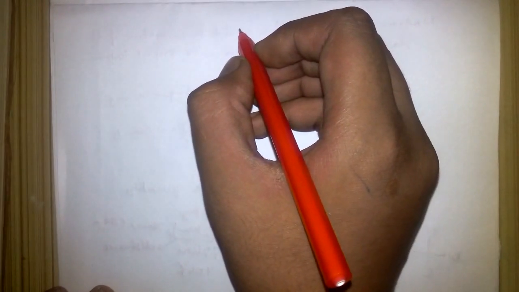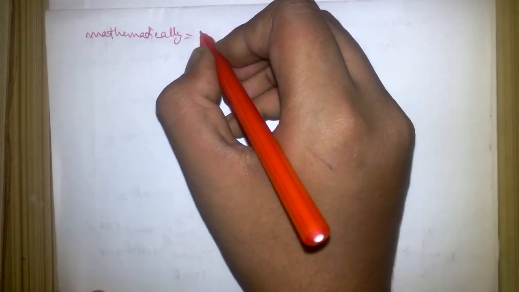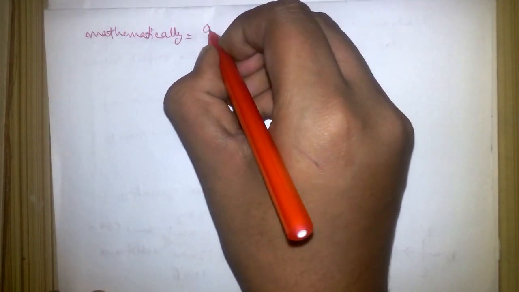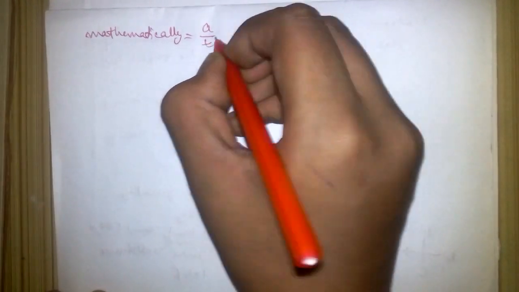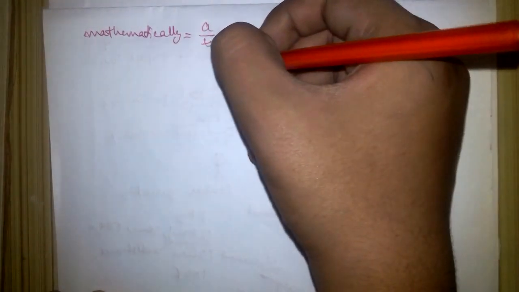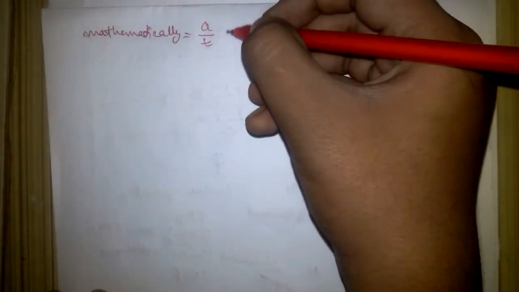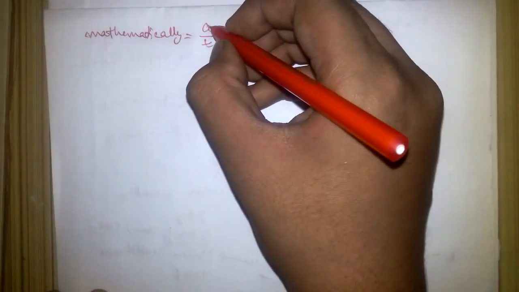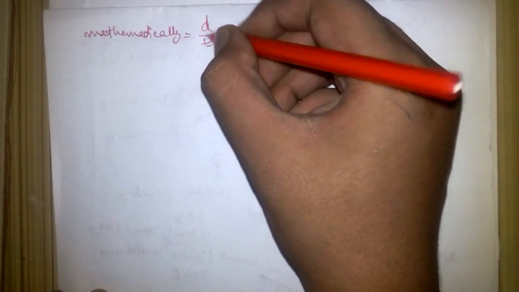Well, let me first tell you one thing: with respect to time, what does it mean? Mathematically, suppose a quantity A is varying with respect to time, then A by T means varying with respect to time. Suppose distance D is varying with respect to time, then this is what we get mathematically.